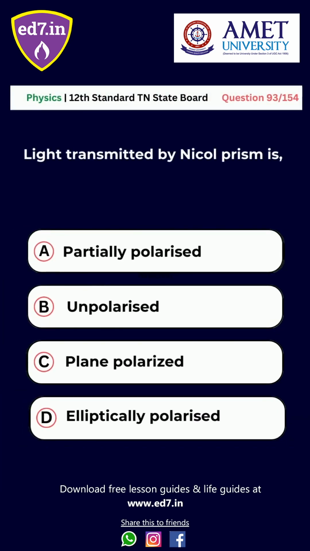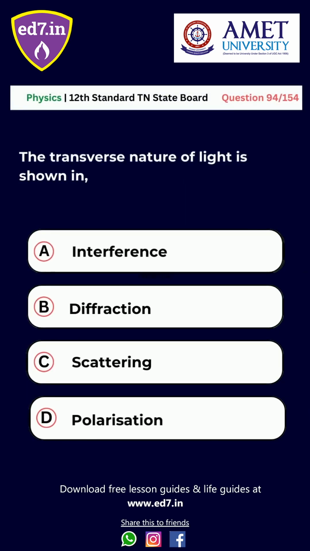Question number 93. Light transmitted by Nicol prism is: option A, partially polarized; B, unpolarized; C, plane polarized; D, elliptically polarized. The right answer is option C, plane polarized. Question number 94. The transverse nature of light is shown in: option A, interference; B, diffraction; C, scattering; D, polarization. The right answer is option D, polarization.